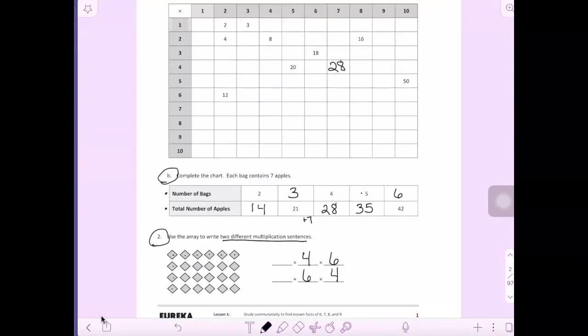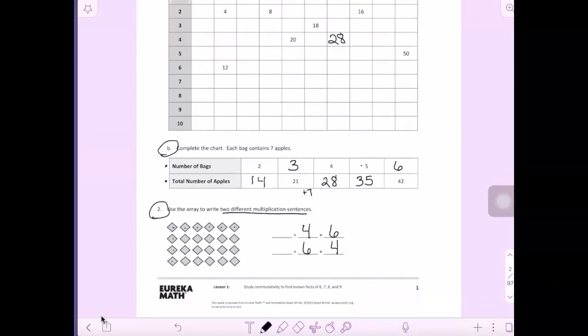You could count 4 sixes, or you could count 6 fours. You can also use your multiplication chart that you filled in. And what is the total that you get? 24, hopefully, is the total that you got.